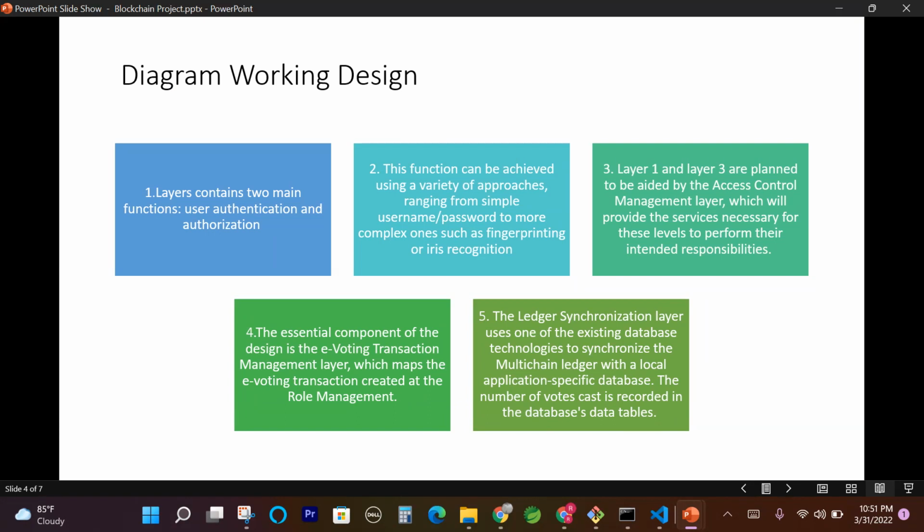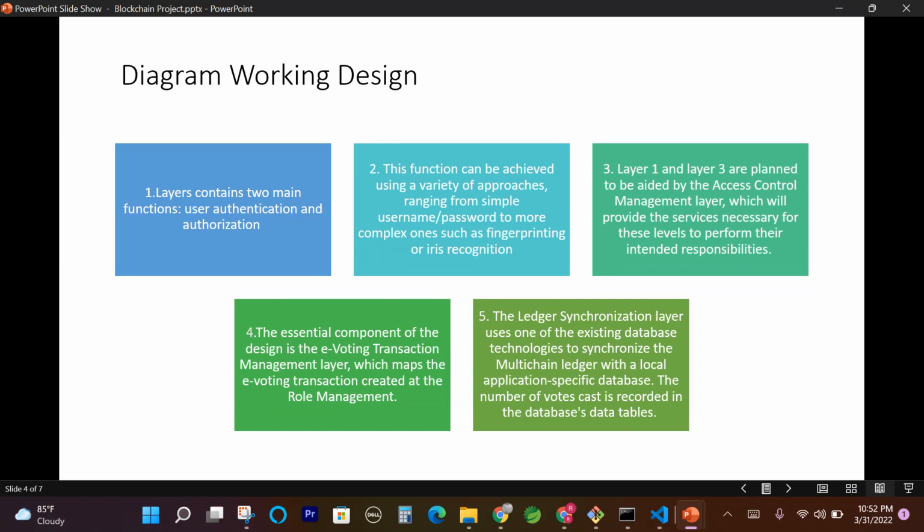Coming to the second layer, which is access control management. This layer supports both layer 1 and layer 3. Here, roles are defined, and access control regulations and voting transaction definitions are all part of the services provided by the access control management. The main component is the layer 3 component, which is the e-voting transaction management layer. This layer maps the e-voting transaction created at the role management or transaction layer onto the blockchain transaction, which is to be mined. This mapping transaction includes the authentication credentials given by the voter as well.